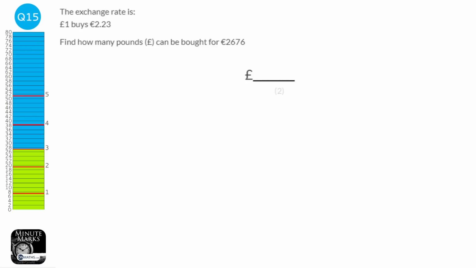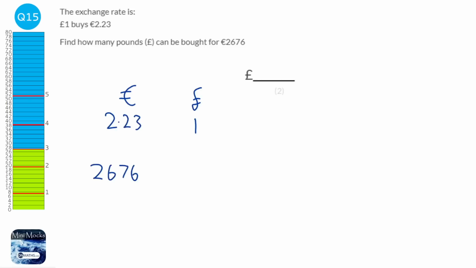In this question we've got euros and we've got pounds, and we're told that £1 is 2.23 euros. And we're trying to understand what 2,676 euros is in pounds. We're going to do that by finding out what 1 euro is, and then finding out how much 2,676 are. So, to get from 2.23 to 1, we divide by 2.23, and we're going to do that on both sides.